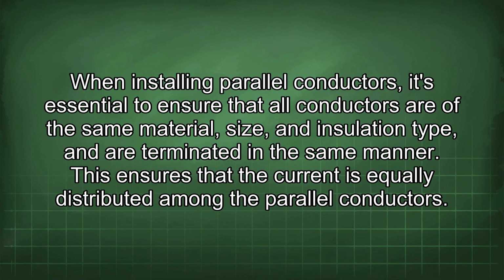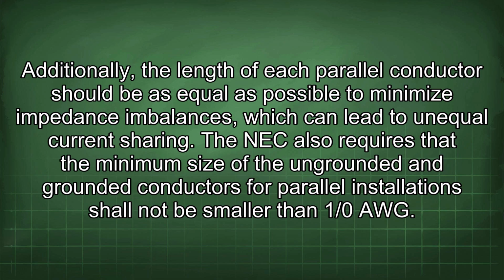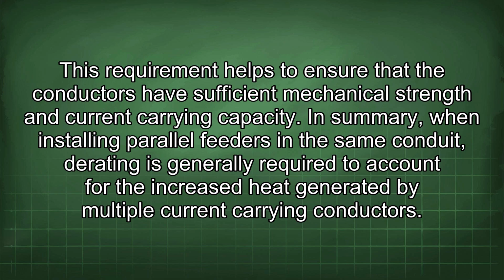When installing parallel conductors, it's essential to ensure that all conductors are of the same material, size, and insulation type, and are terminated in the same manner. This ensures that the current is equally distributed among the parallel conductors. Additionally, the length of each parallel conductor should be as equal as possible to minimize impedance imbalances, which can lead to unequal current sharing. The NEC also requires that the minimum size of the ungrounded and grounded conductors for parallel installations shall not be smaller than 1/0 AWG. This requirement helps to ensure that the conductors have sufficient mechanical strength and current carrying capacity.